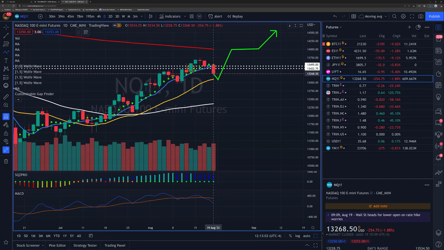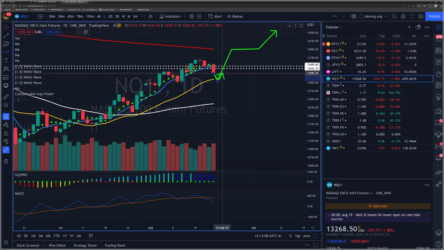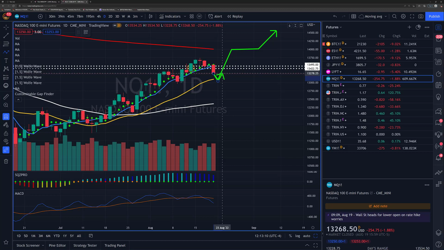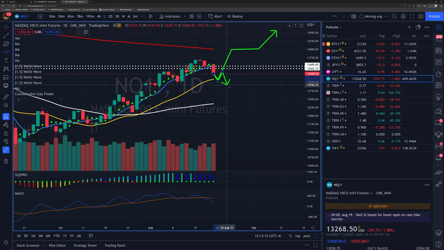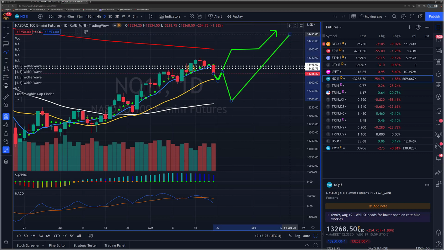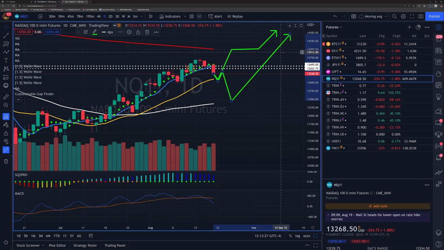The other scenario is very similar to the S&P. If it bounces off the 21 and the bounce is not strong enough, basically momentum is much lower than previous, then we could probably see a pullback to the 50-day moving average before another attempt to the 200-day. So I'm not too keen on the second scenario developing, but the first one is the most likely.